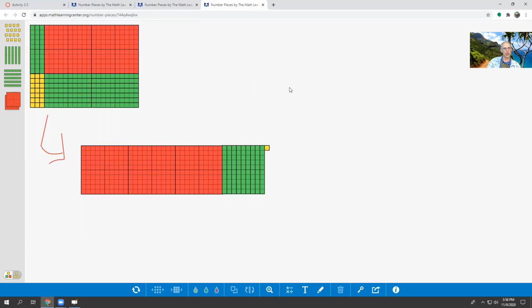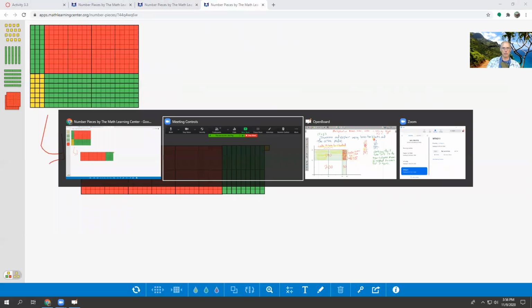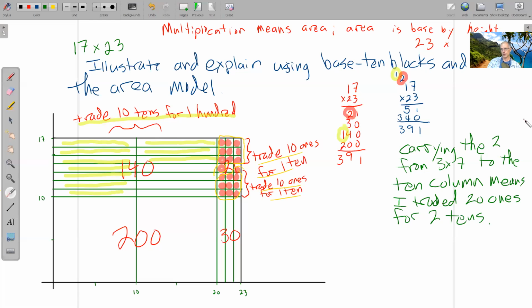Okay, so how are we doing? Does anybody have any questions about Lauren's version, Emma's version, my version? Let's go back to my version. Where's my version? Right there. So again, what I'm looking for in a situation like this is illustration, right? So show me an area with base 10 blocks. Then explain how to turn that into the answer, okay?